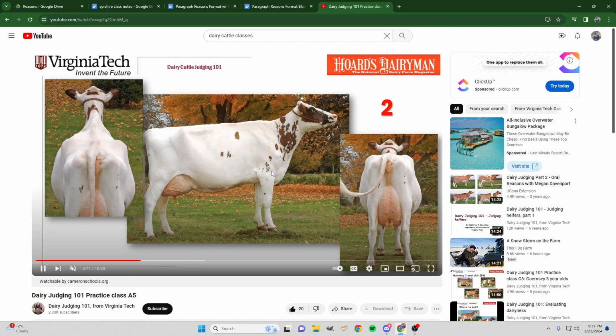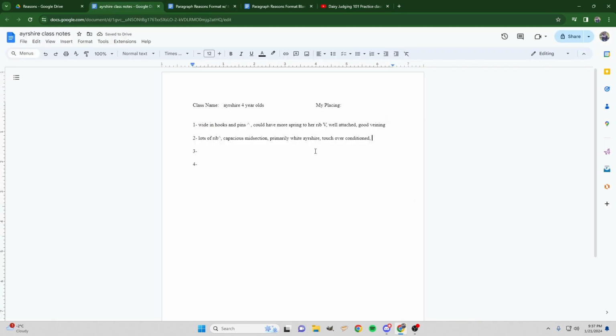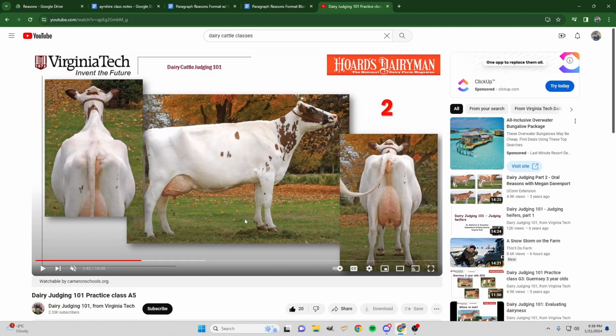But she is wider than number 1 in her hooks and her pins. Wider than number 1 in hooks and pins. The reason why I'm specifying there is because I already said this one was wide in the hooks and pins. If I'm looking at this later on and it says wide in hooks and pins and I just write wide in hooks and pins for this one too, then I'm going to be confused. I'm going to have to take extra time to go back and look which one was wider if it comes down to a decision between the two.